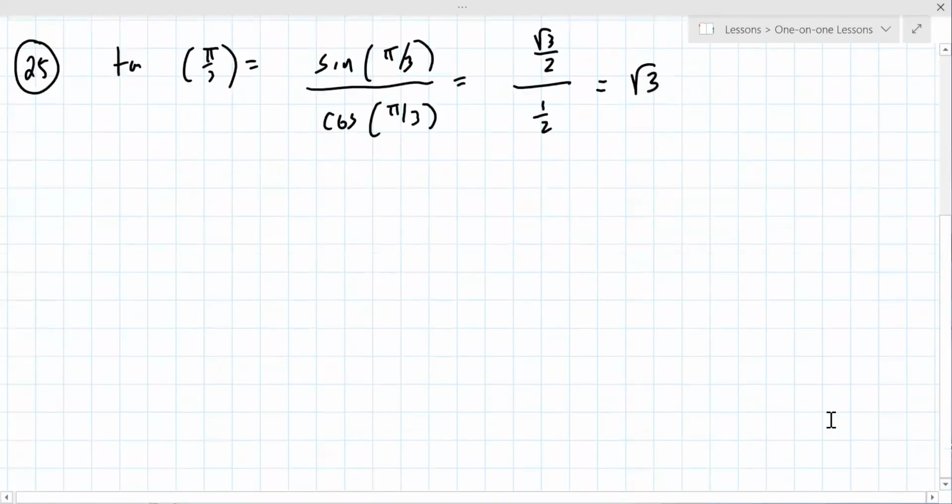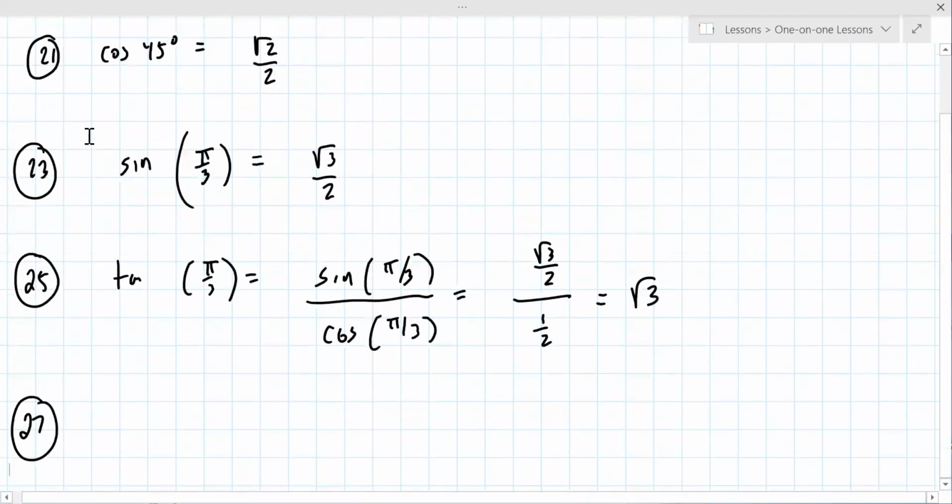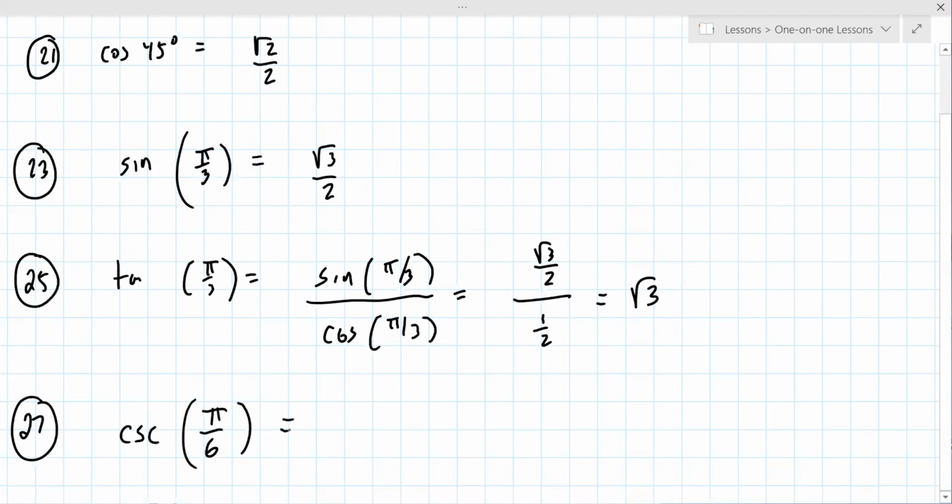All right, so 27. Can you roll back up to number 23 real fast? Yeah, sorry for rushing through that. Let me know when you're ready to pick up on 27. Oh, fine. I'll write it down as fast as I can. 23 is root 3 over 2, 25 is root 3. All right, on the 27.